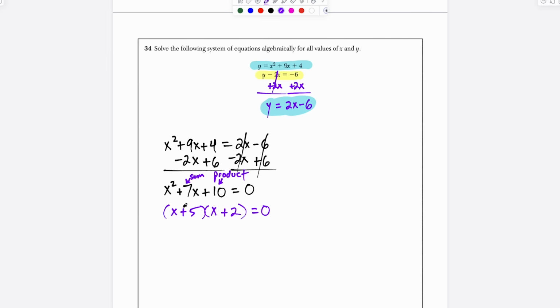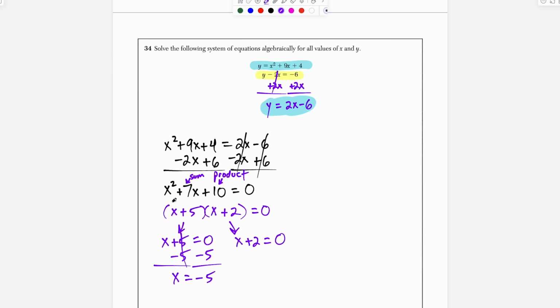And now from this step, we're going to use the zero product property. When we have the product of two factors equals 0, that means that one of the factors has to equal 0. So we could either have x plus 5 is equal to 0, or we could have the second factor, x plus 2, is equal to 0. So this is showing us both possibilities. And now the first factor we could solve by subtracting 5 on both sides, and we get x equals negative 5.